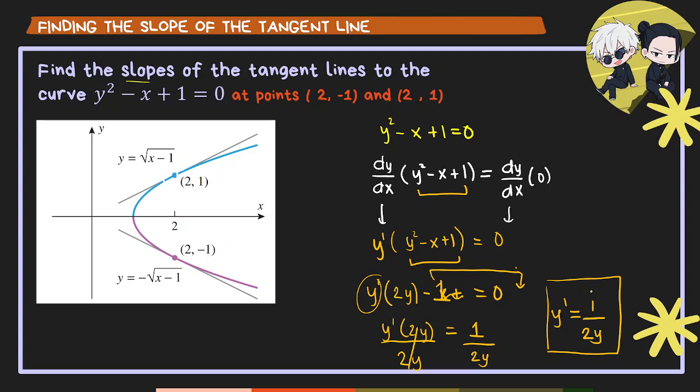However, this is not the value. This is simply an equation. We are asked for the slope of the tangent line at this point. So what are we going to do? We are going to substitute.